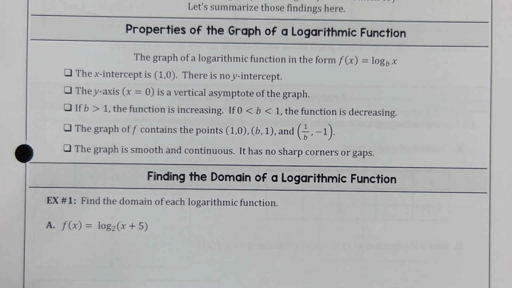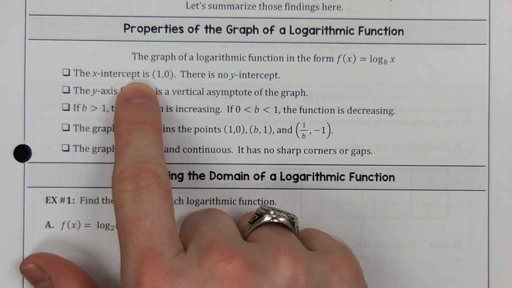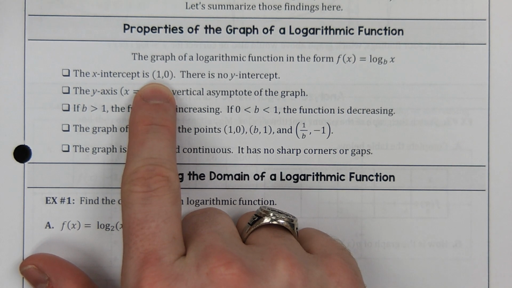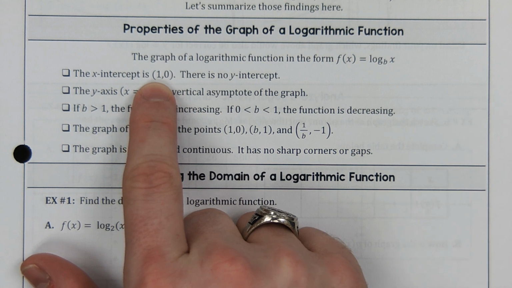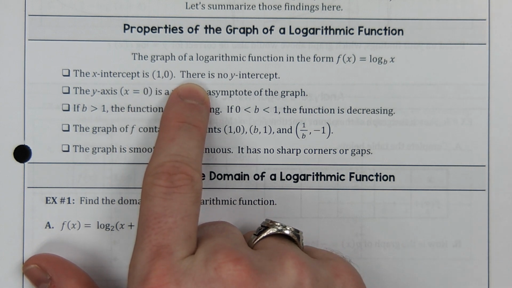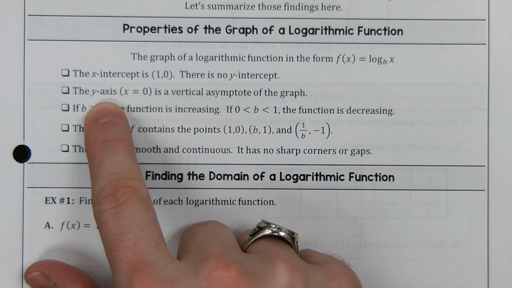So just some properties of the graph. The x-intercept is (1, 0). Why? Because it's the inverse of the parent exponential, whose y-intercept is (0, 1). Since the parent exponential has no x-intercept, the parent logarithm has no y-intercept. The y-axis, which is x equals 0, is the vertical asymptote of the graph of the parent logarithm. Why? Because the x-axis, y equals 0, is the horizontal asymptote of the exponential. See, everything's just switching. X's and y's are just switching.